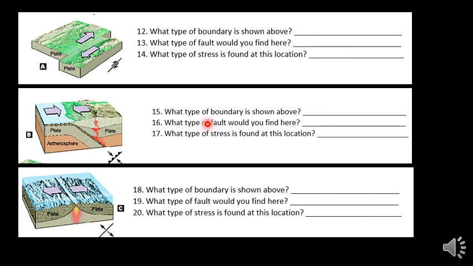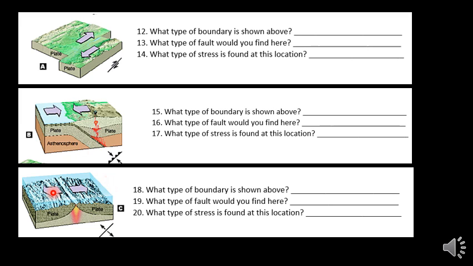The type of fault that you have here, well, if we're pushing it together, that's going to be a thrust fault where the rocks get pushed up on top of each other. It's called a reverse fault or a reverse thrust fault. And of course, the type of stress found there is compressional because it's being squeezed together.